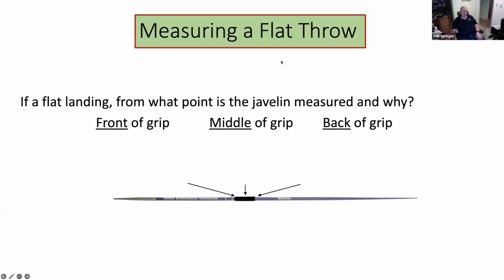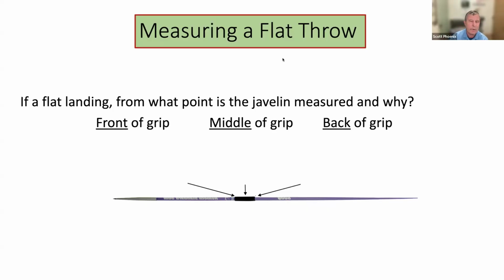What the rule said that you had in the previous slide, closest point of contact to the runway, which is really the back of the grip, because the grip sits below the rest of the javelin. And what Bob has brought up is correct. Well observed. So the back of the grip is the point at which you will measure.